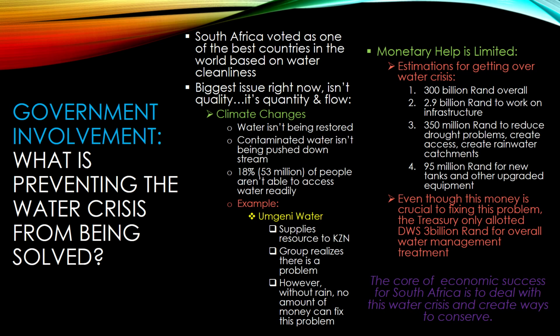However, even though all this money is needed and it's been estimated, the DWS isn't receiving it from the government. Right now, the DWS is estimating that since all this money is necessary, the Treasury and the government should provide. However, the Treasury of the nation only budgeted the DWS 3 billion rand for overall water management treatment. Just 3 billion rand. So the government's not helping with this issue, and also there's no local budget on sanitation. It's not a priority in most provinces, so that's an issue too.